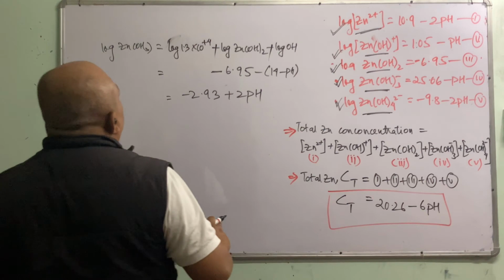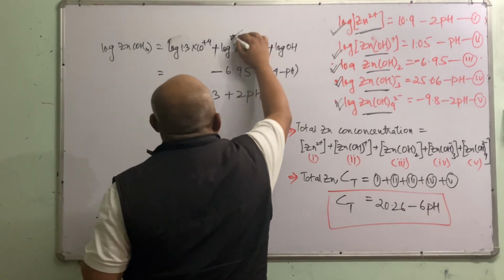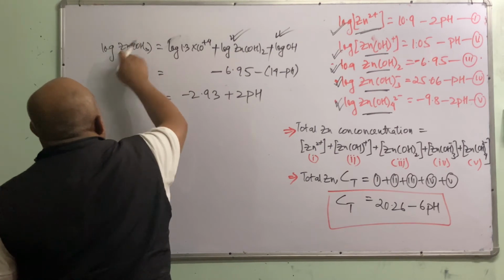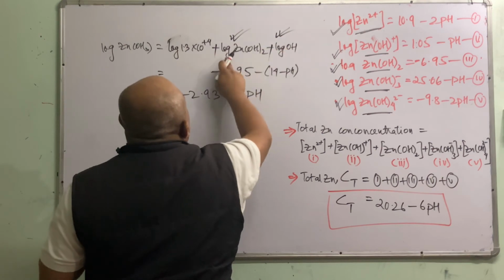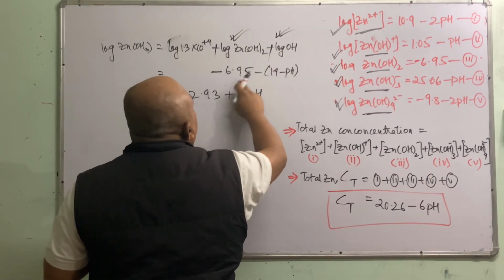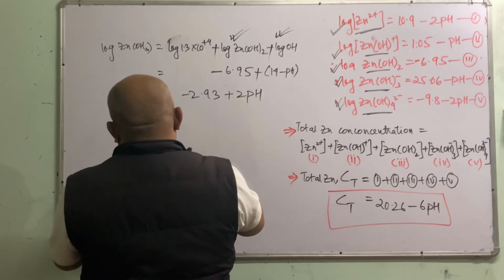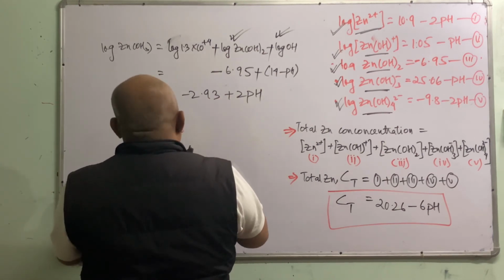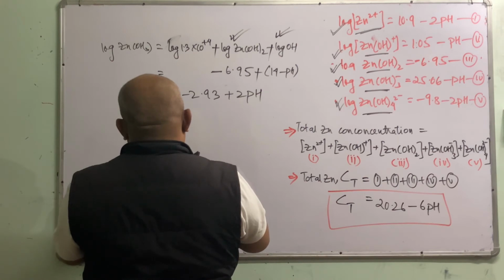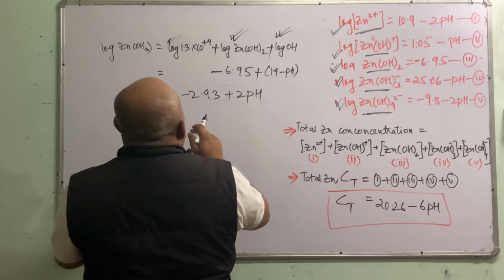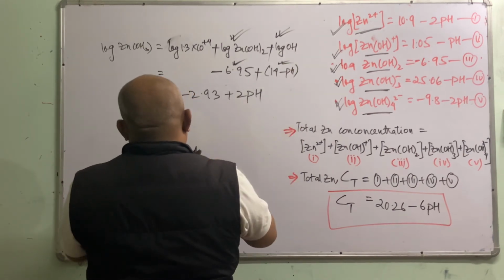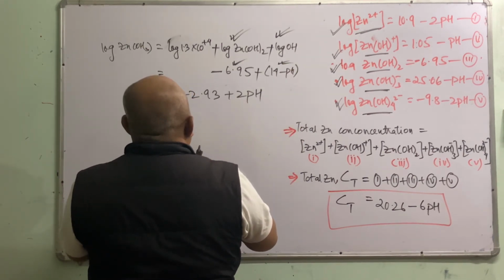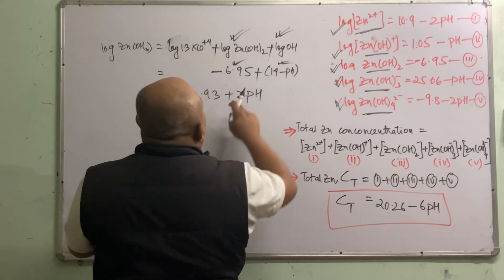So this will be minus 6.95. This is correct. Because on this side, log of zinc minus log of ZnOH minus log of OH, if I bring it over here, it will be plus. So ZnOH is minus 6.95. This is correct. So this is plus. So this is a problem with one-way teaching. So minus 6.95, this is correct. Then plus 14.